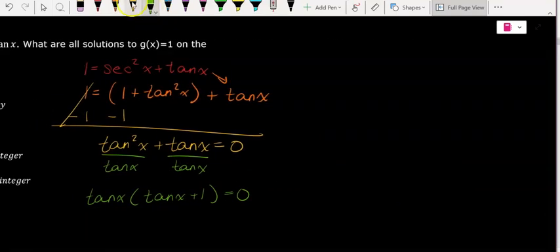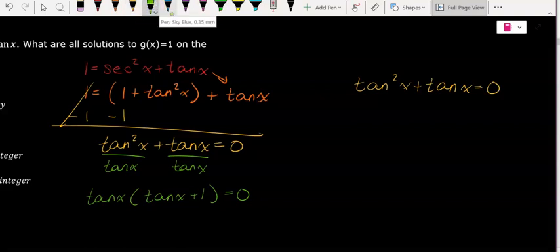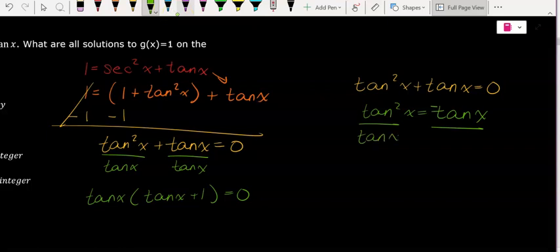What I mean is if I had instead, and this is doing it the wrong way, but this is what a lot of people want to do and why it's wrong. A lot of people want to go ahead and bring that tangent x over to the other side, minus tangent x, and then just go, oh, well, then I can just go ahead and divide both sides by tangent x. And now here, if I do that, that's going to cancel one of these out. And now I'm going to have tangent x is equal to negative 1.